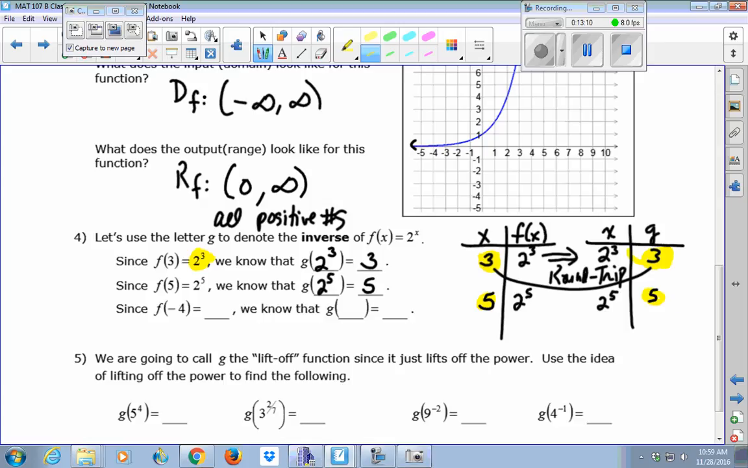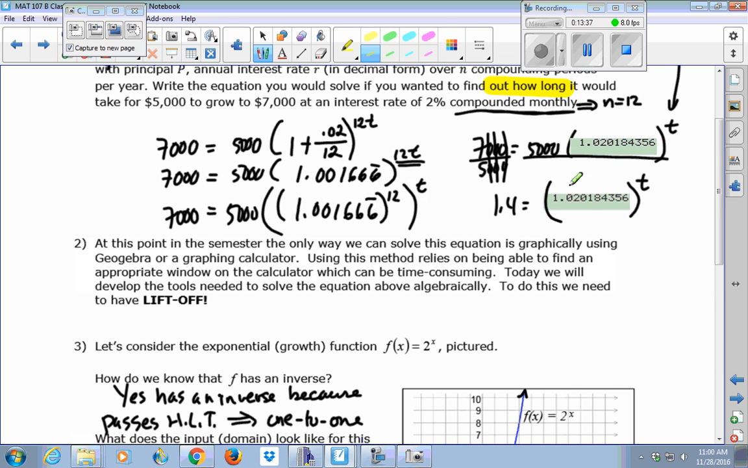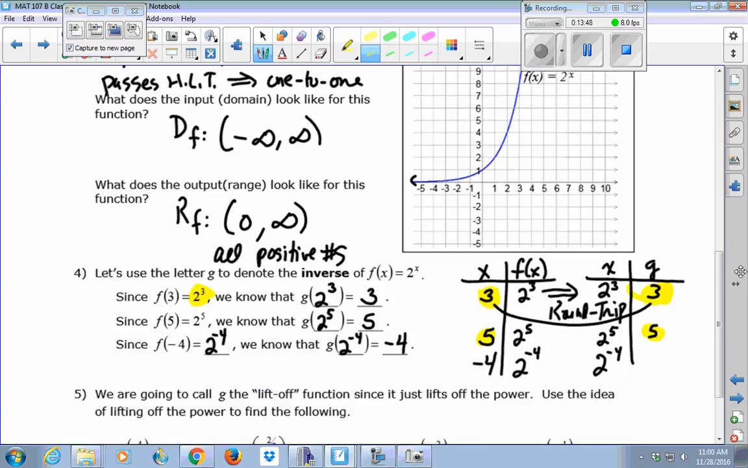Okay, since f of negative 4 equals 2 to the negative 4, when I put 2 to the negative 4 into my inverse function, what is my output? Negative 4. Okay, so this is how this inverse function is going to act. And what's going to be really cool is when I figure out whatever the inverse function is, I'm going to be able to put this number raised to the t power into my inverse function, and I'll get my t out. I'll be able to solve for t once I know what the inverse is. I still don't know what the inverse is.